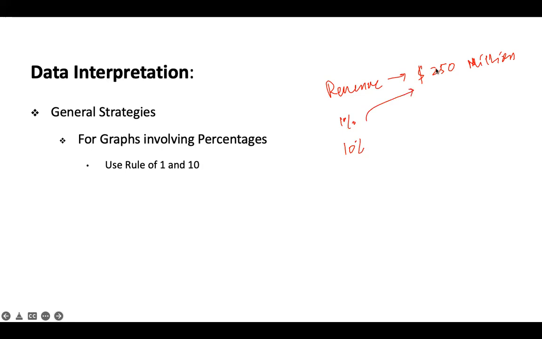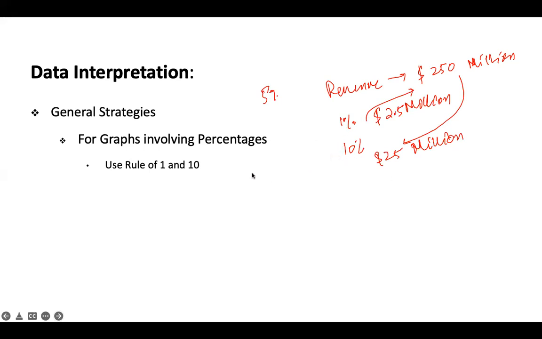So what is 1% of this? Just divide by 100, that will be $2.5 million. And what is 10%? Just divide by 10, that is $25 million. Now you can form any percentage from these two. You could easily form 5%, just multiply by 5. You can easily form 25%, 30%, 50%, 80%. You can form anything. Instead of using a calculator, you can do it quickly this way.